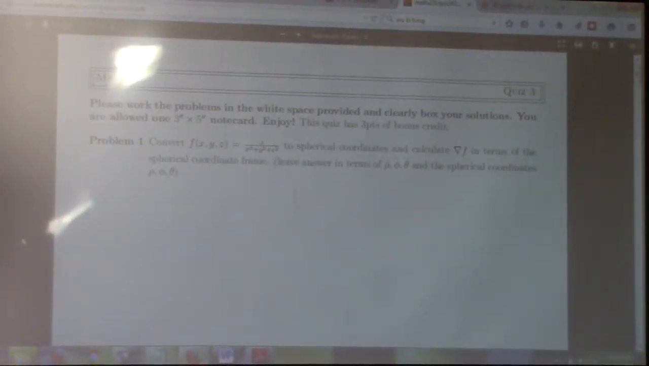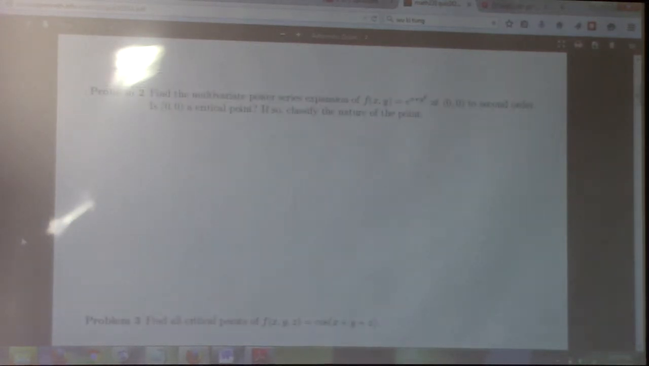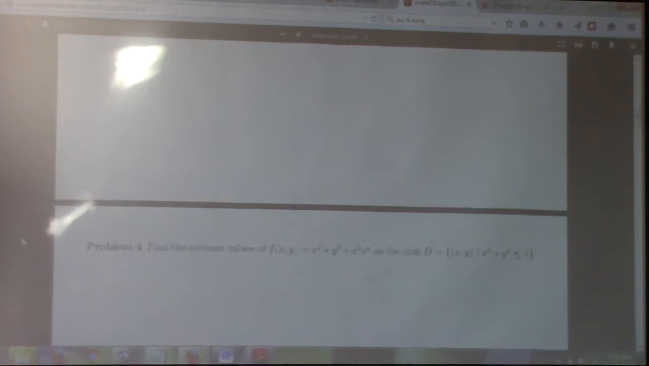So I think we already did this on the last test, so I don't see myself doing that on your test, right? Because we did that last test. Calculate the gradient in non-Cartesian coordinates. That already happened in here. Critical point, find multivariate power series expansion. That looks like a reasonable problem.